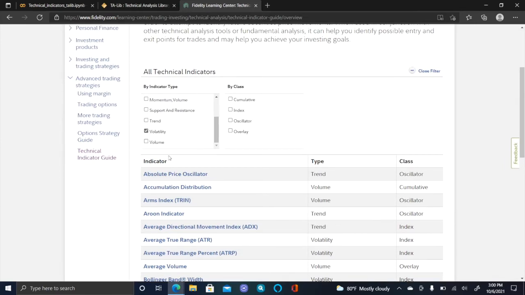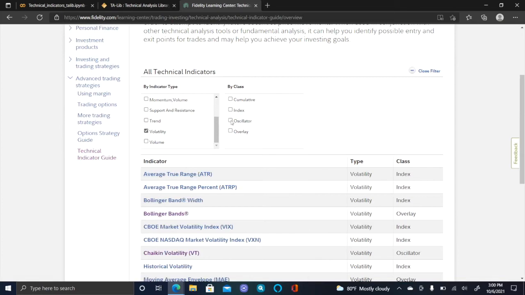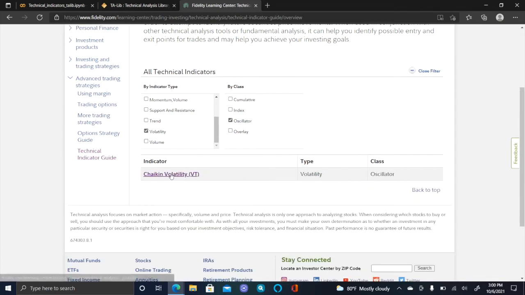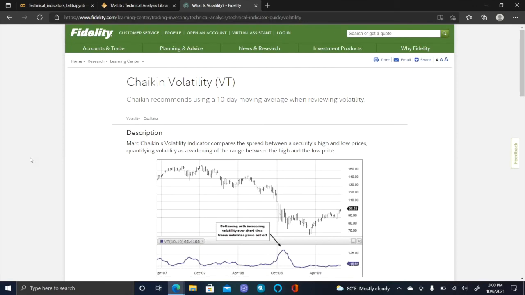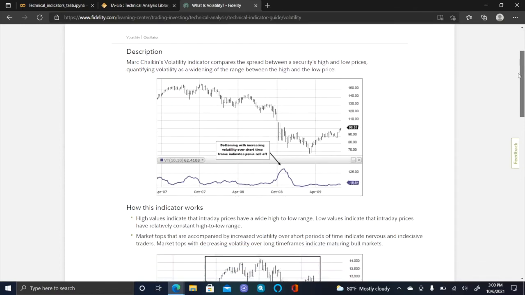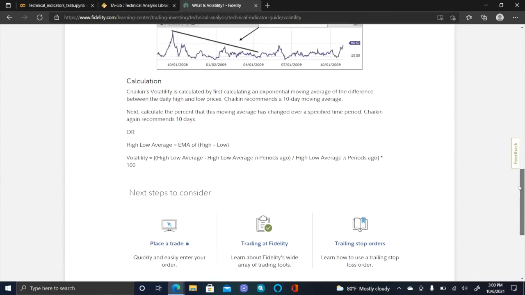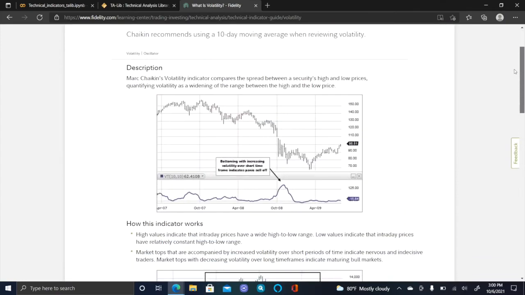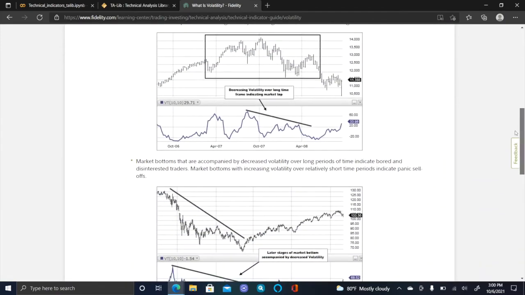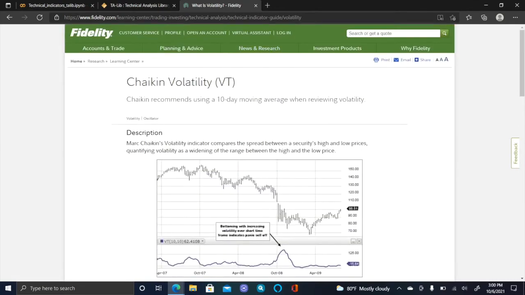But let's say we wanted a volatility indicator and we want it to be an oscillator, because we like that. And there's really only one, and it's this one. The Chaikin Volatility. I've never heard of this. I did look it up before the video, but I had never heard of it before that. And it's going to take you to a page where it explains how to calculate it down at the bottom, over here, okay? The exponential moving average of the difference between high and low prices, and so on. And it's going to tell you how to read it. What does it mean?